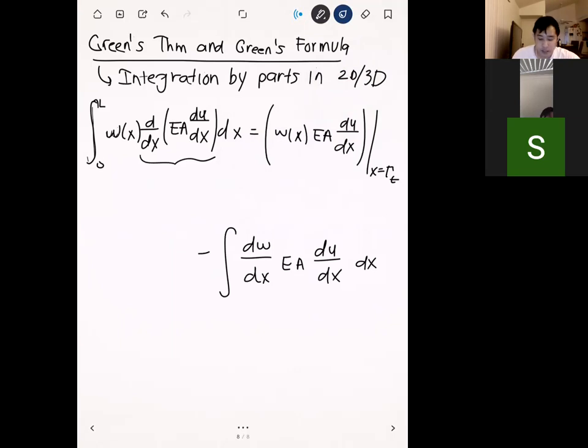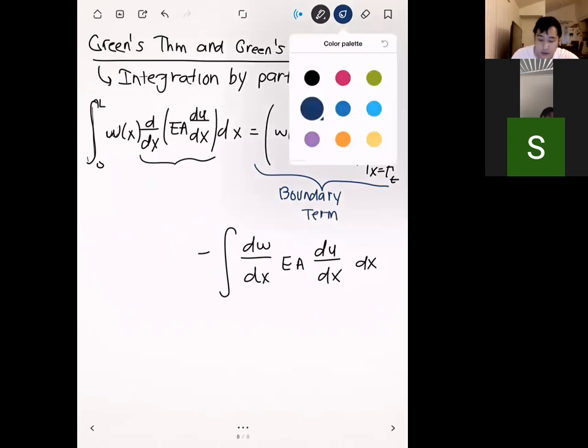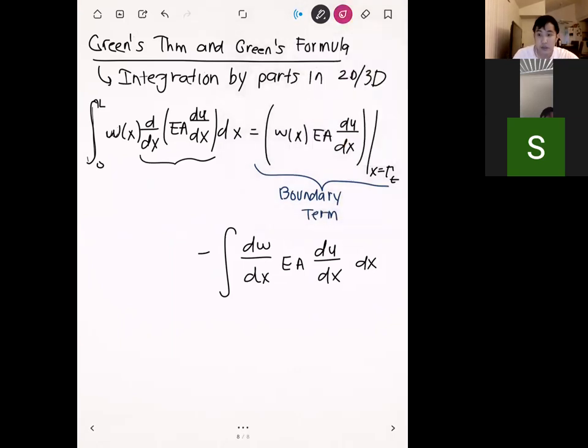I bring this up because I want to classify these terms right here. This first term we can almost think of as the boundary term, because it's a term that's evaluated on the boundary of our domain. And this term on the right here is our interior term with the balanced derivative.